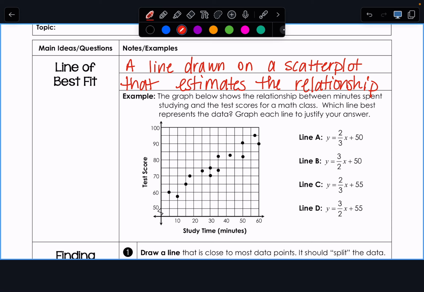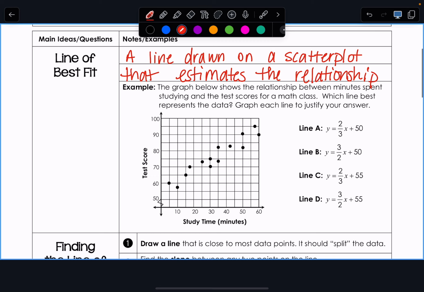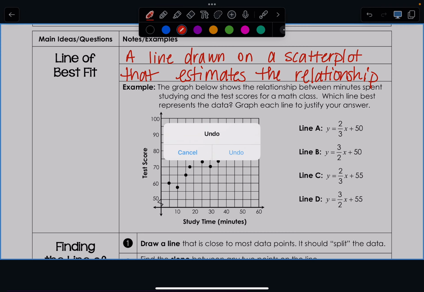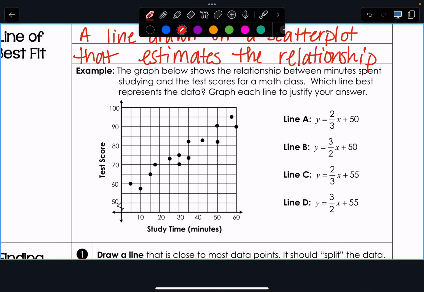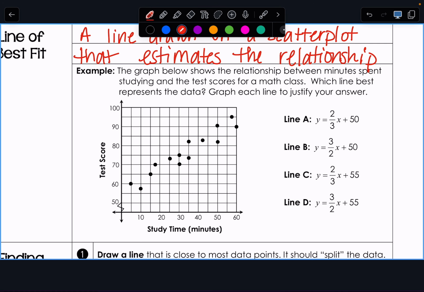Okay, so basically, we are going to take our scatter plot with either a positive relationship or a negative relationship, and we're going to draw the line that best fits our data. So what we're going to do first is let's just look at this graph. Studying in minutes versus test score.